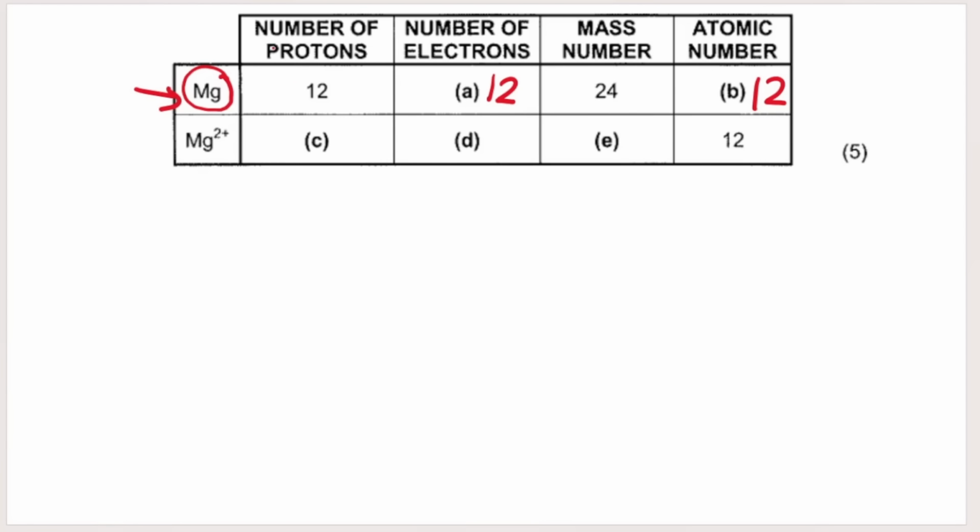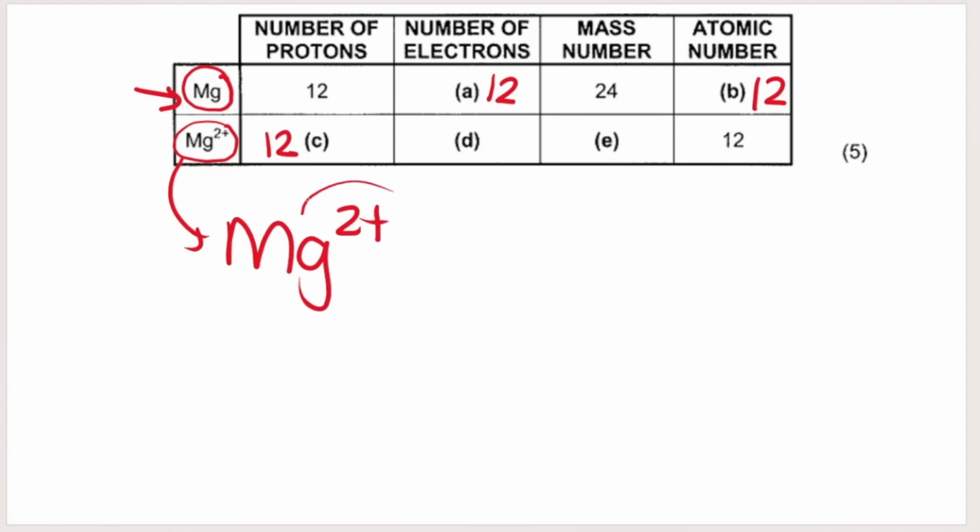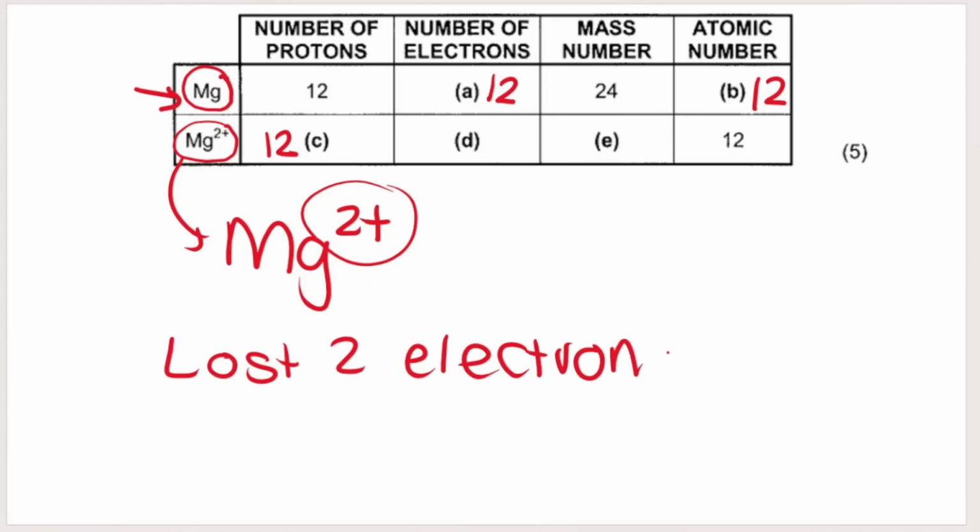For C, they asked for the number of protons in the ion. Now remember we said the number of protons will always stay the same, so it'll be 12. No matter if the ion gains 100 electrons, it will still be 12 protons. The number of electrons, however, is different for an ion. Remember we said that Mg2+ means that it has lost 2 electrons. Now again, what the heck are you saying, ma'am? You're saying 2+ means it has lost electrons? Yes, because remember electrons are negative. So if you lose 2 negative things, you become positive. 2+ because you've lost 2 electrons. So the number of electrons will be 10.